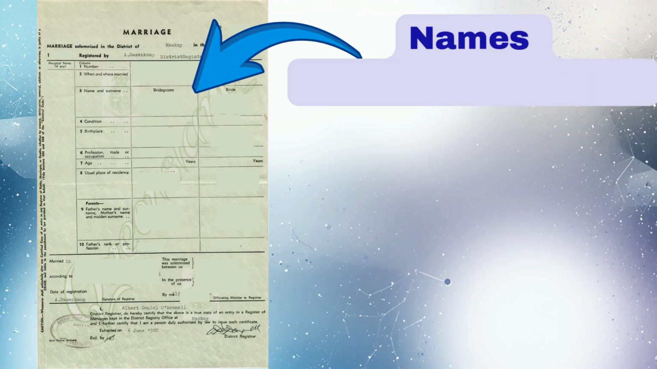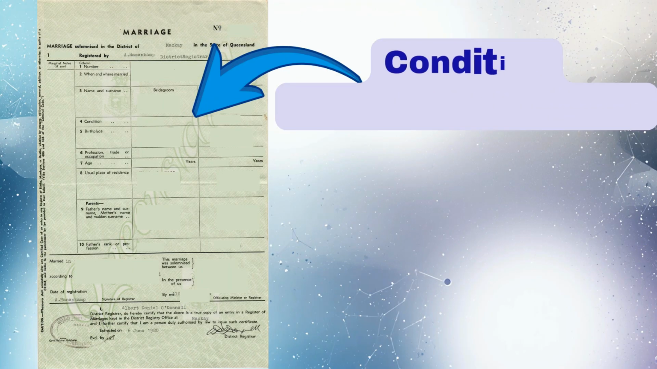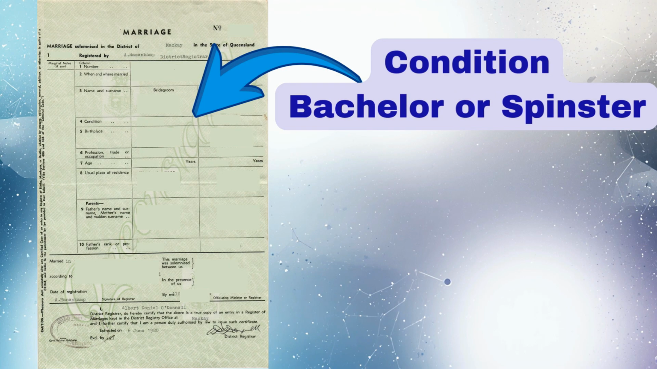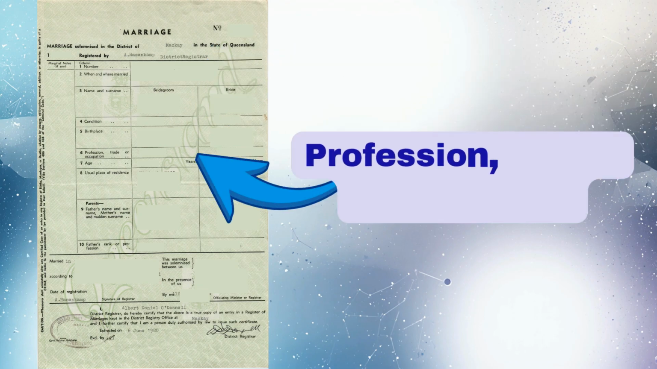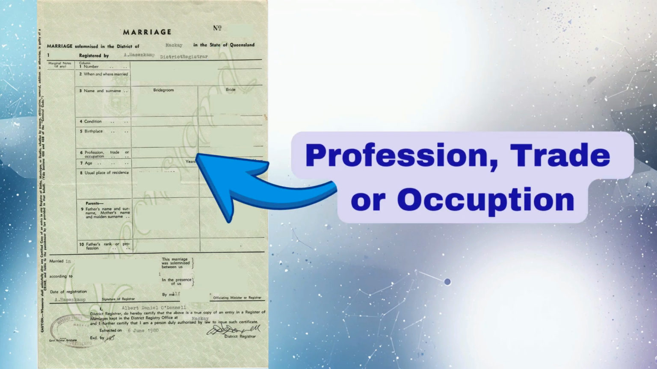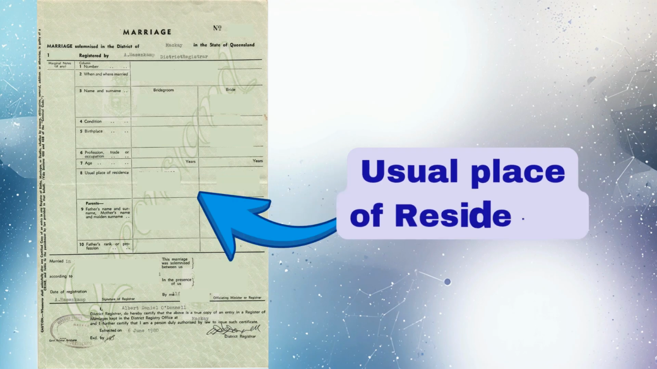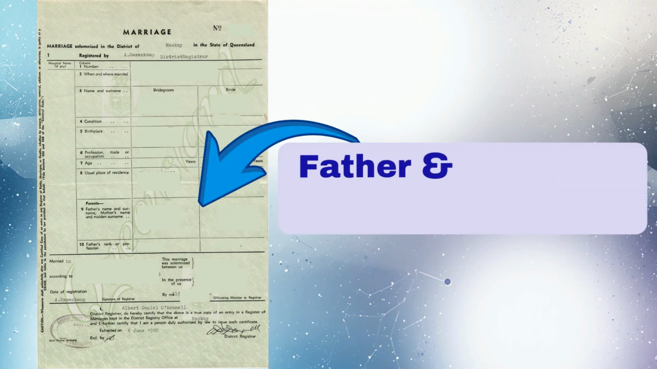Of course, the document shows the marriage date and where it occurred. This is usually the town where the marriage took place. The details of those married, showing the usual similar information: name, condition, that is bachelor or spinster, birthplace, profession, trade, or occupation, followed by their ages and then their usual place of residence.